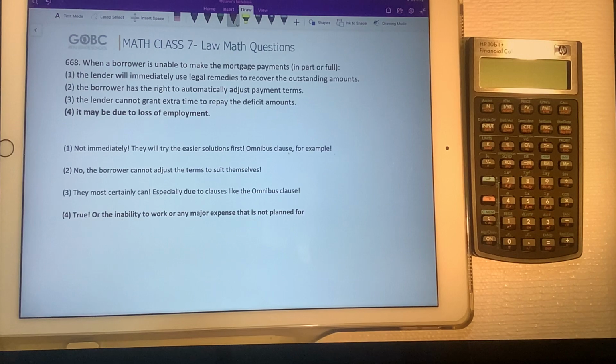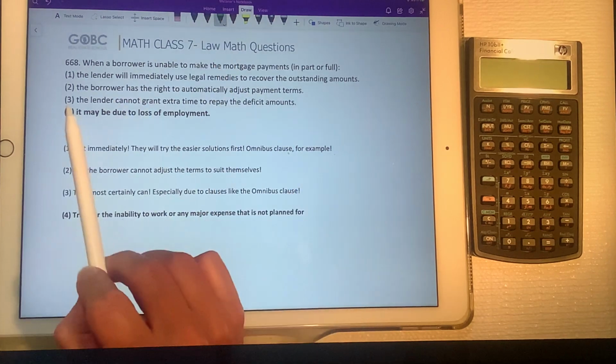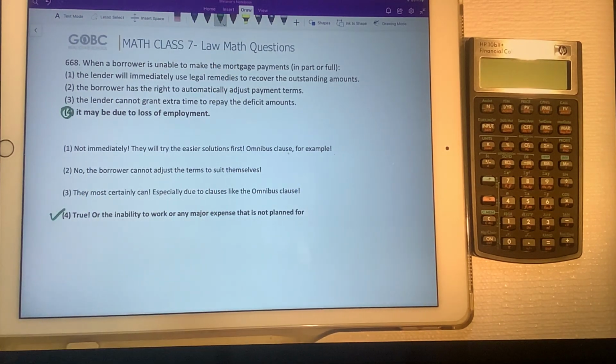Okay, 668 says when a borrower is unable to make the mortgage payments in part or in full. This one is a tricky one for a lot of people. It's the simplest answer, and a lot of people just skip that one over. So it could be due to loss of employment. Could be because of a lot of different reasons, right? But that is one of them.